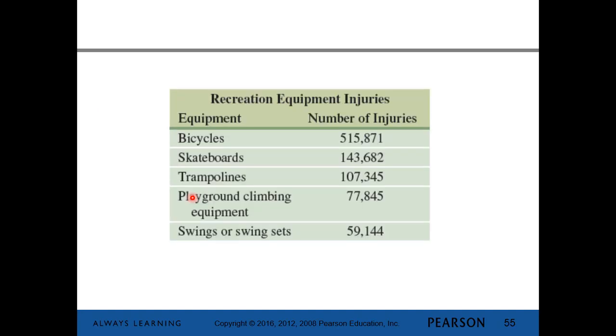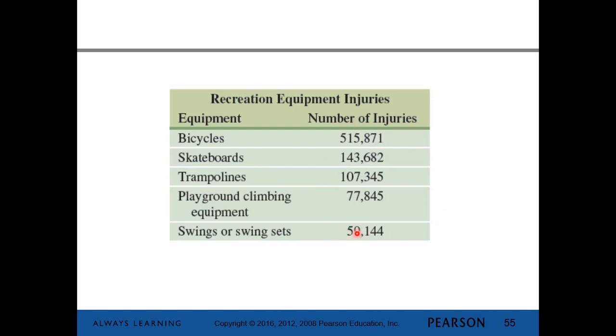So let's look at this table here. Now we're looking at data on recreational equipment injuries: bicycles, skateboards, trampolines, playground climbing equipment, swings, and swing sets. Out of all of the data that was collected, these are the numbers that fall into each one of these categories. This is another definition of probability, which I also call the relative frequency definition of probability, because now it's based on data.